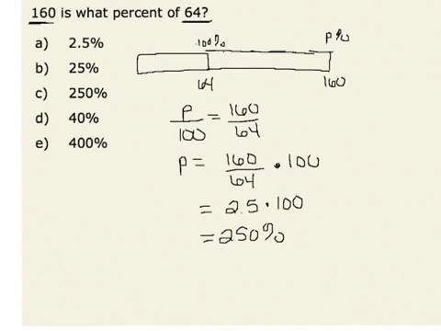One way to look at this is that 160 is 2.5 times as big as 64. Therefore, if we take 64 times 2.5, we would indeed get 160. Therefore, we know that 160 is 250% of 64.